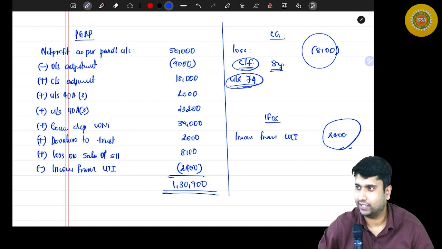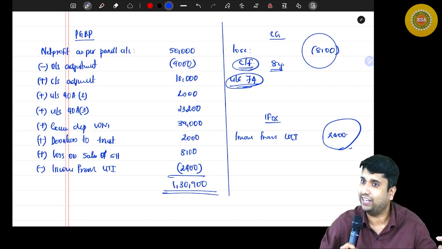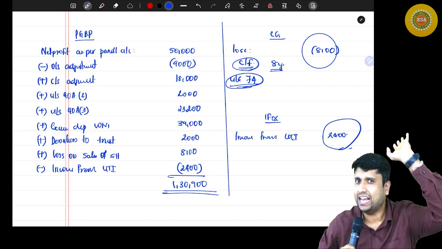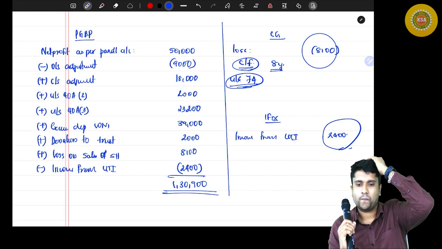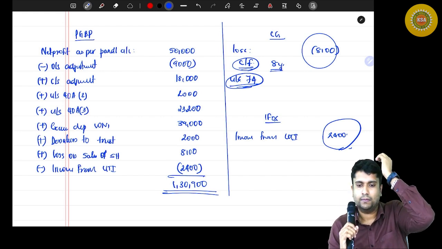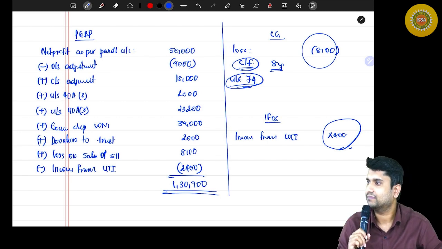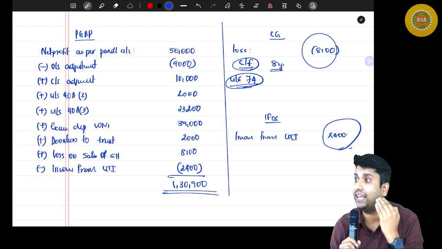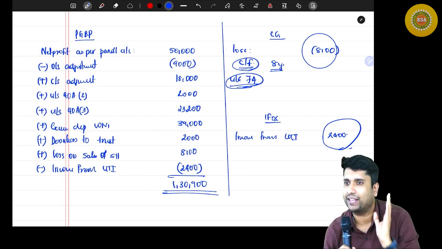You have one more thing, not yet over. The question is not over. We have to compute the presumptive taxation. Even though we didn't study presumptive taxation, I'll solve it here, okay? So tell me, what is presumptive taxation? There is a section called 44AD, presumptive taxation.